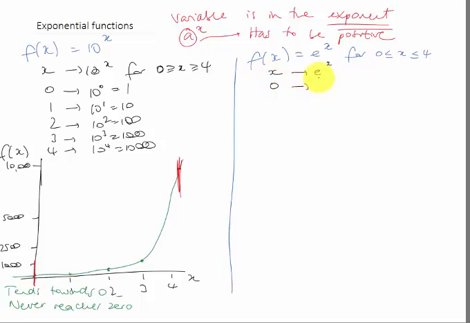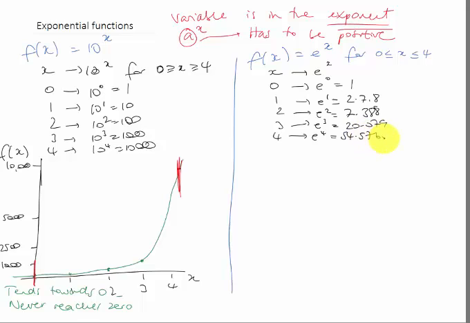So 0 is e to the power 0, which is 1. 1 gives us e to the power 1, which is about 2.718. 2 gives us e squared, which is about 7.388. 3 gives us e cubed, which is about 20.079. And 4 gives us e to the power 4, which is 54.576.